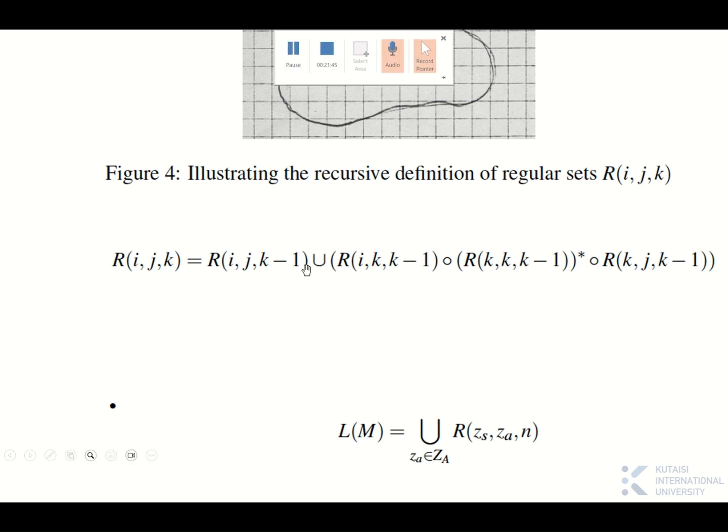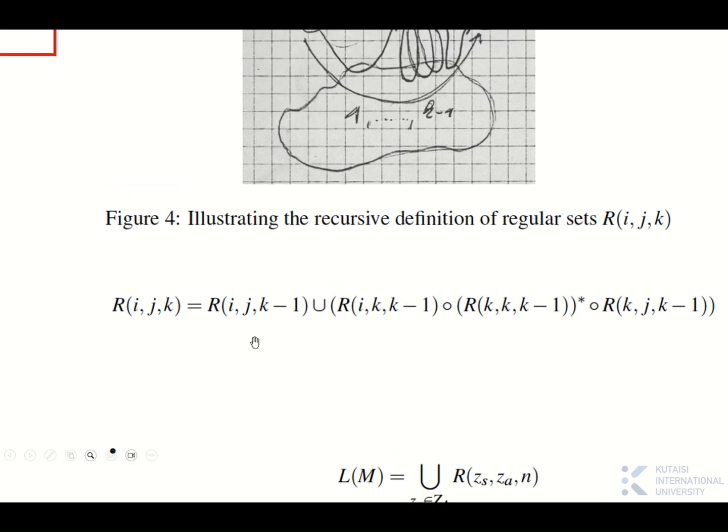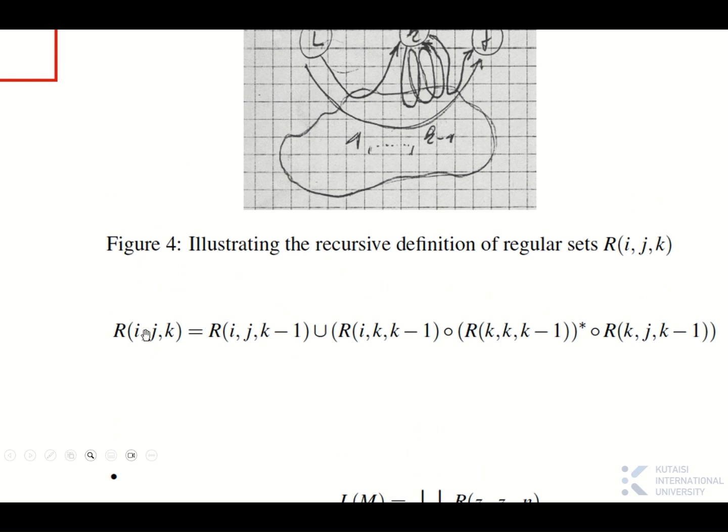Let me try to explain it. Okay, so what is written on the left side? The left side contains all strings that start in I and end with j, and in the middle you pass only those states that are less or equal to k. What can the strings be?